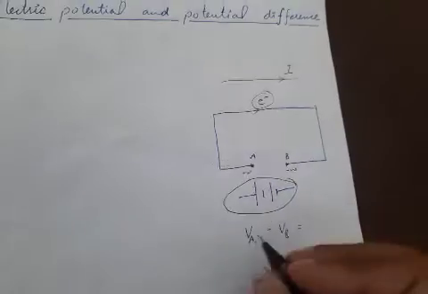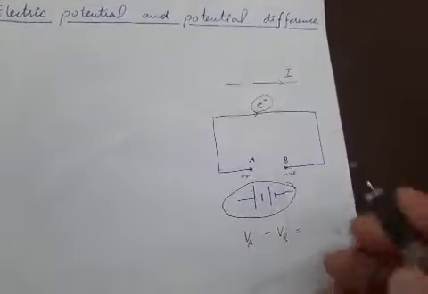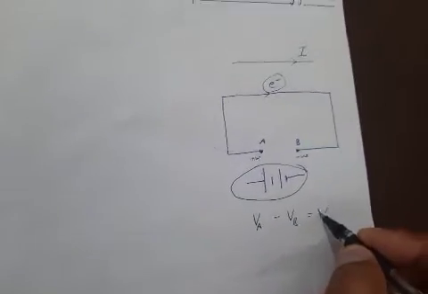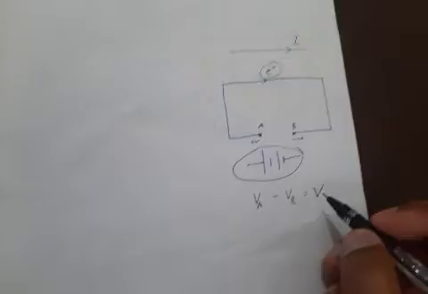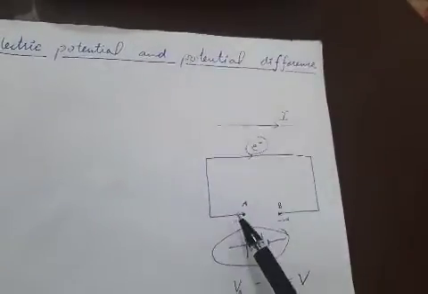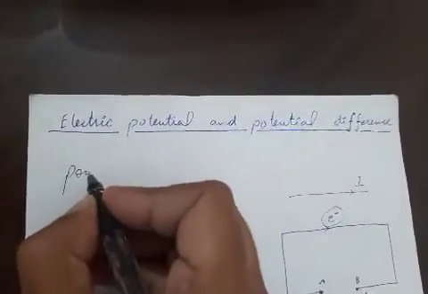The difference of potential at point A and at point B is called potential difference, that is denoted by V. So this is the potential difference by which electrons start moving from B to A, or between 2 points in the electric circuit. So how can we define the potential difference?